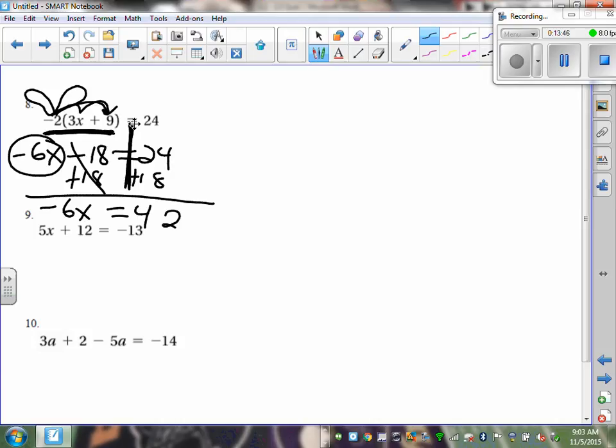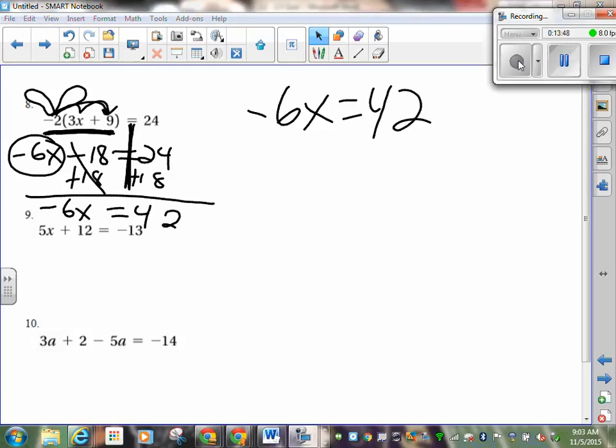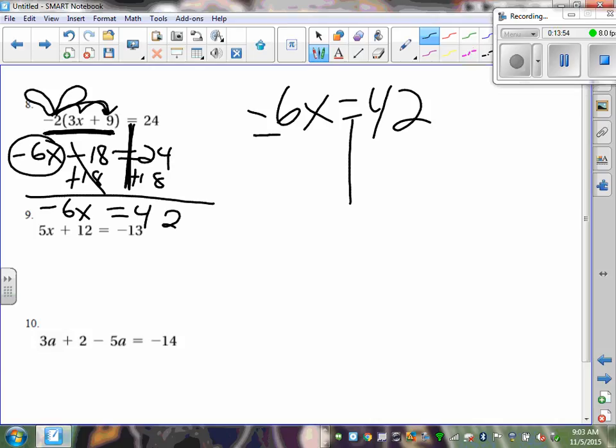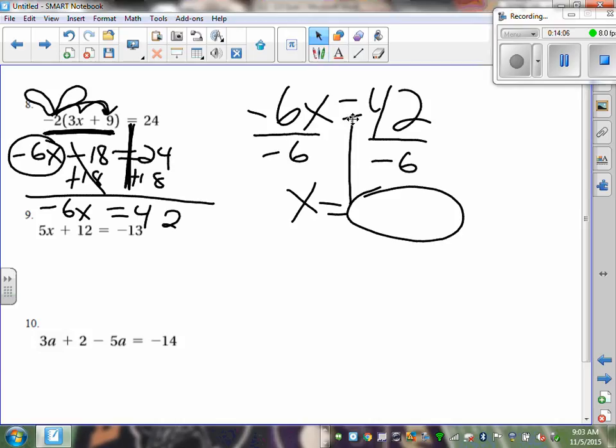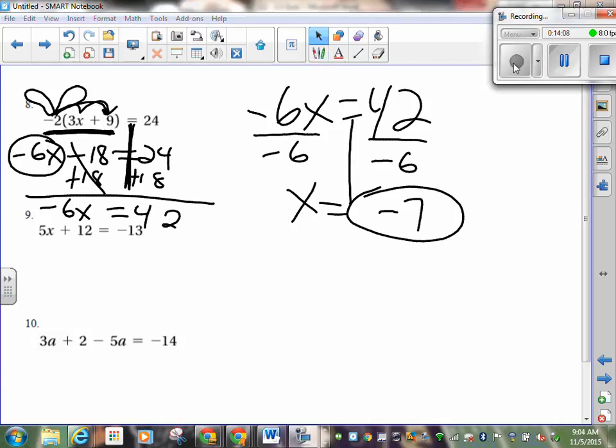So go ahead and write this. What's the last thing we have to do? A number next to a letter. We have to divide by negative 6 on both sides. And my answer is x equals, you can figure that out. Answer, negative 7. Okay?